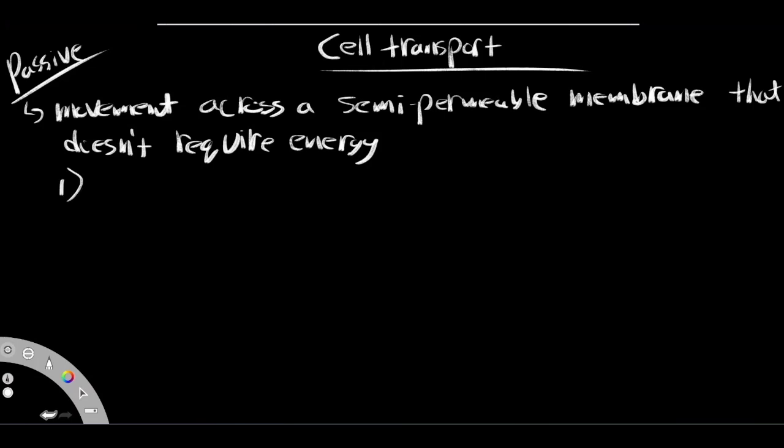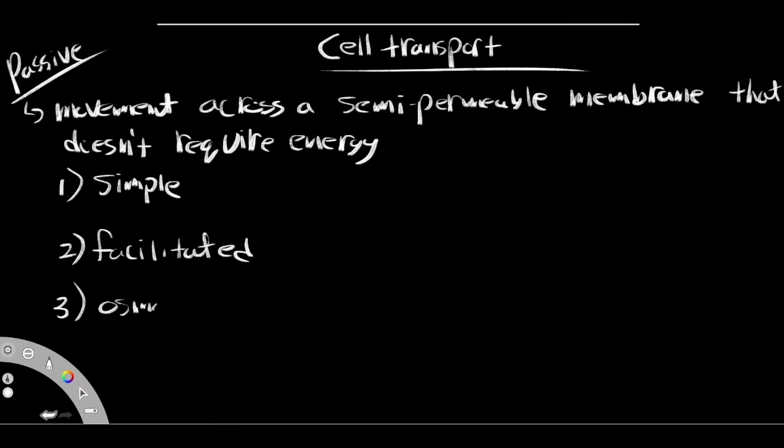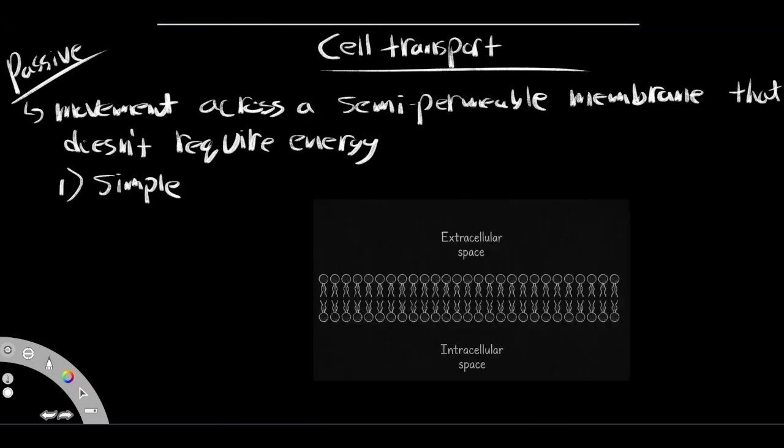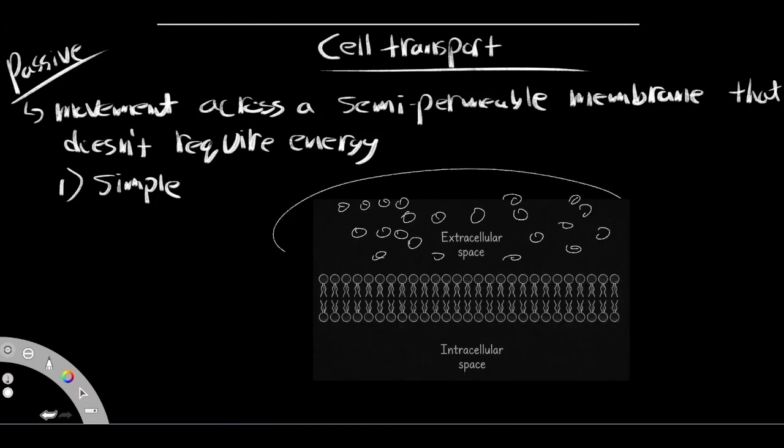So there's 3 big ones that fall under this category of passive, all right? One of them is called simple. The other one is facilitated. And the last one is osmosis. Let's look at each one. So let's have this example here. Let's say we have a bunch of molecules, high concentration of them, on one side.